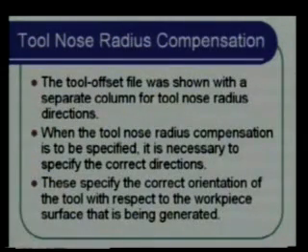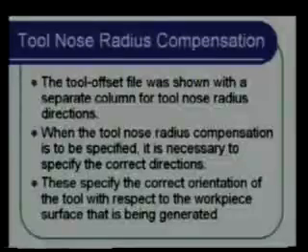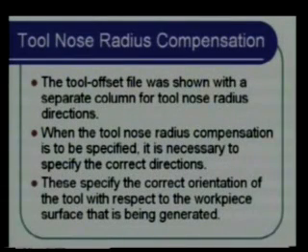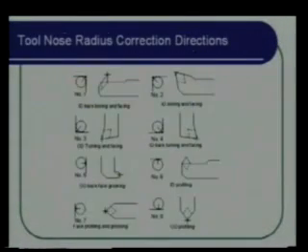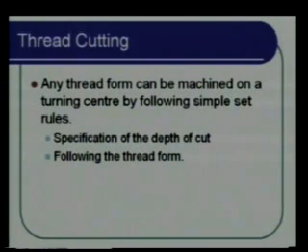Tool nose radius compensation. The tool offset file is shown with a separate column for tool nose radius direction. And when the tool nose radius compensation is to be specified, it is necessary to specify the correct directions, because that's the only point to remember. These are some of the directions, the way the compensation will be provided. I don't think we would like to go into the details of this at this stage, but yeah, it is important.